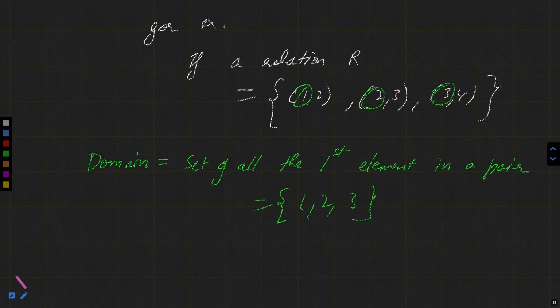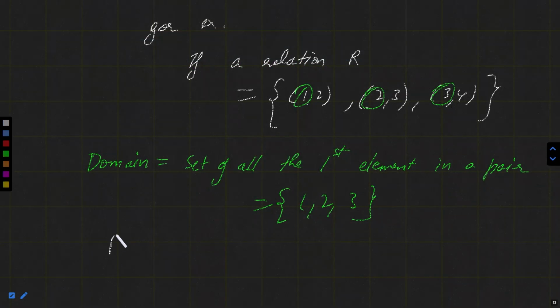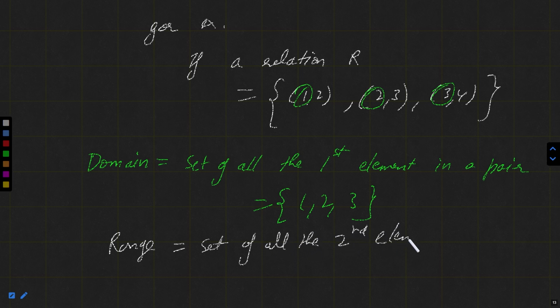And now, the set of all second elements in a relation from A to B, we call it the range. So this means the range set will be the set of all the second elements in a pair.